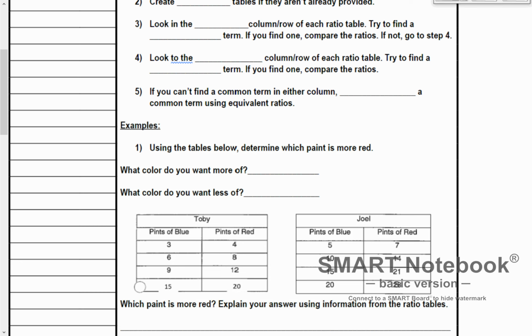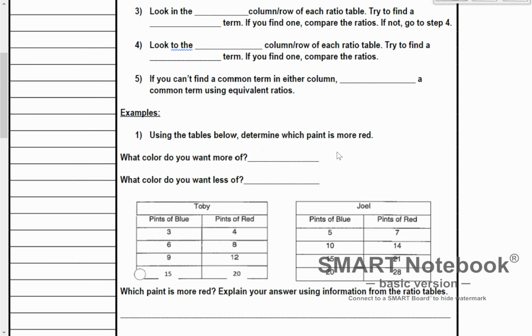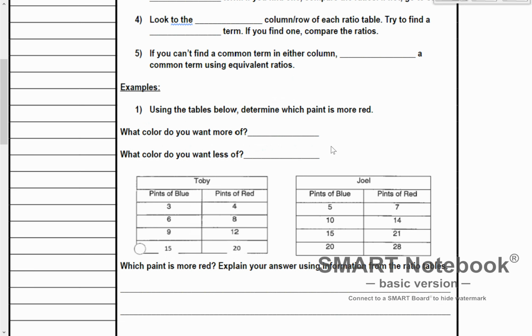Okay, so using the tables below, determine which paint is more red. So if we're thinking about paint, we're mixing together blue and red paint, and we want a paint that is more red. So what color do we want more of? Would be red. What color do we want less of? Well, if we want it to be more red, we want less blue. Okay, and this is basically what we would do in our minds after reading the problem, to understand what the question is asking for. That's kind of what we're talking about there.